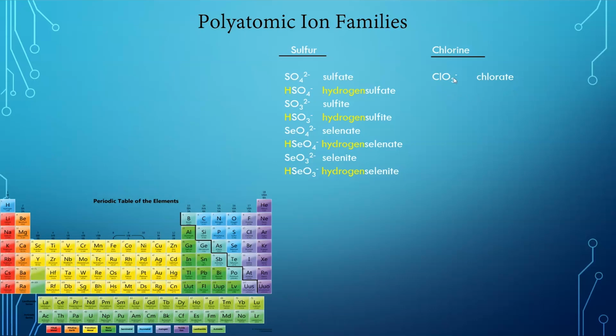Now we can't add hydrogen to chlorate because it only has a -1 charge, but we can remove an oxygen. And if we do that, it becomes chlorite. Now the chlorine family can do something that the others don't, and that is we can even remove another oxygen. So we'll have to come up with another name. You might think, well, could we call it chlorote? Chlorute? No, we don't do any of those things.